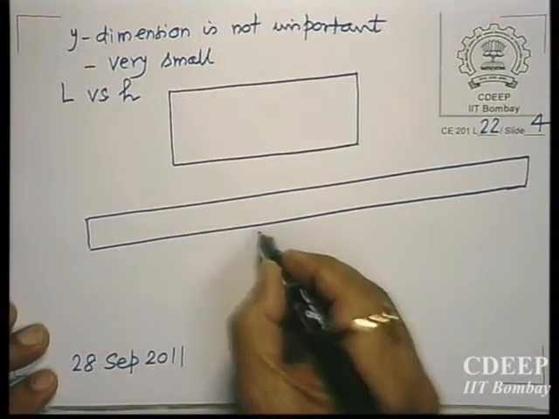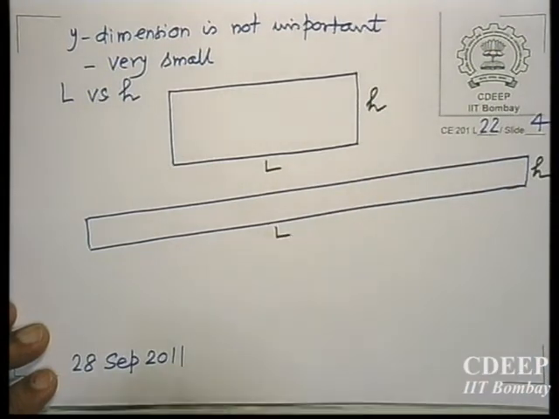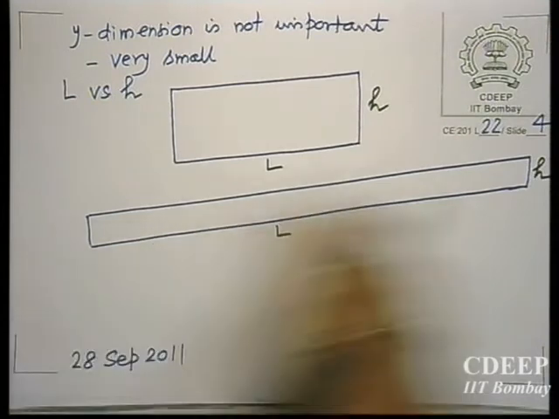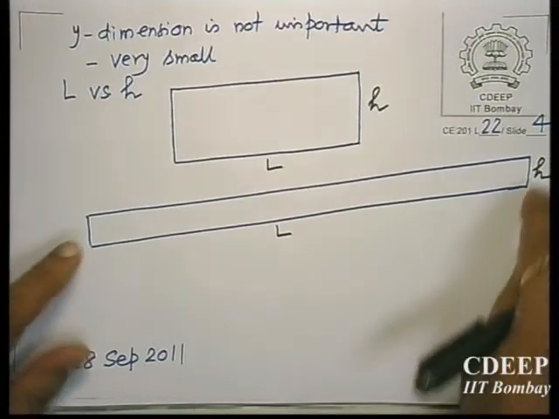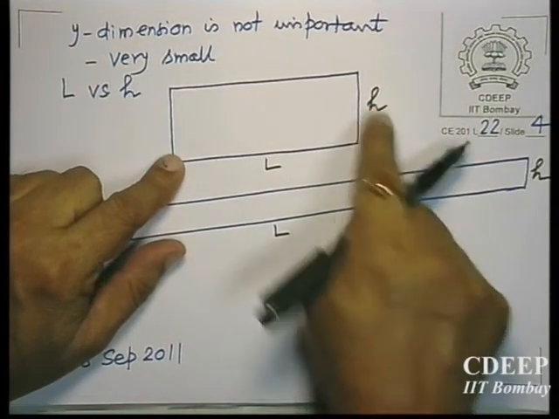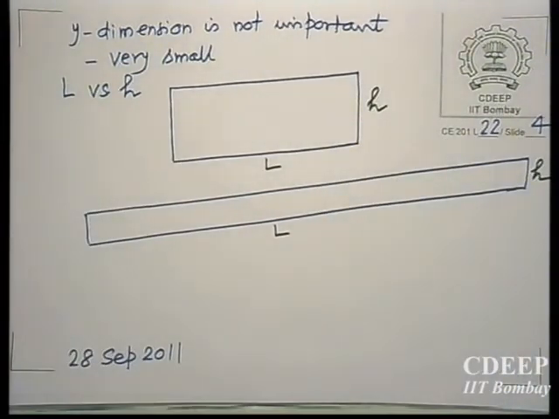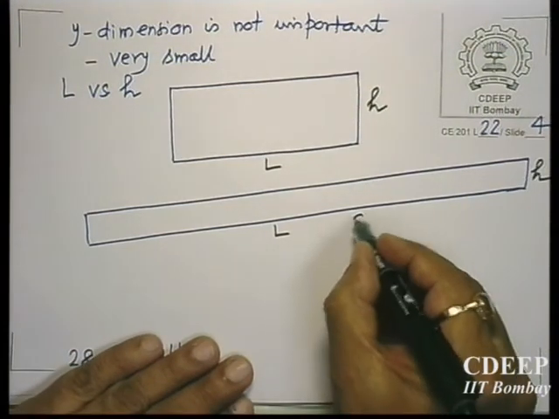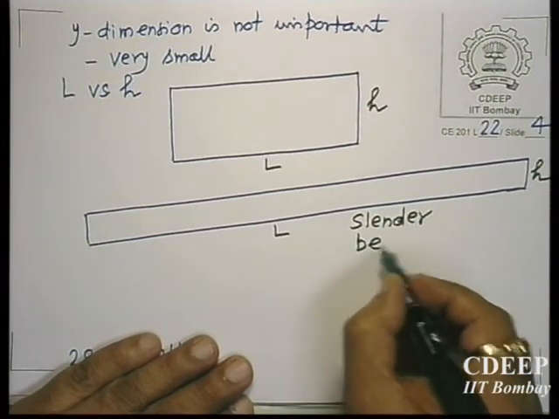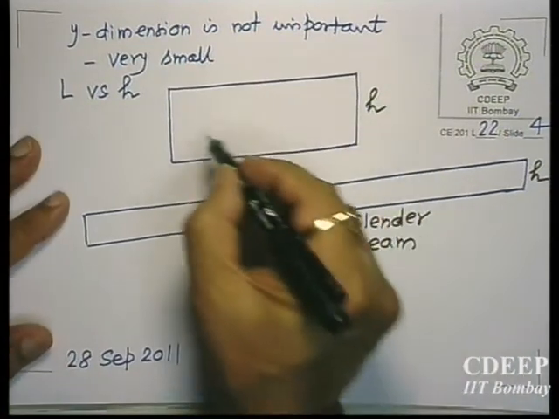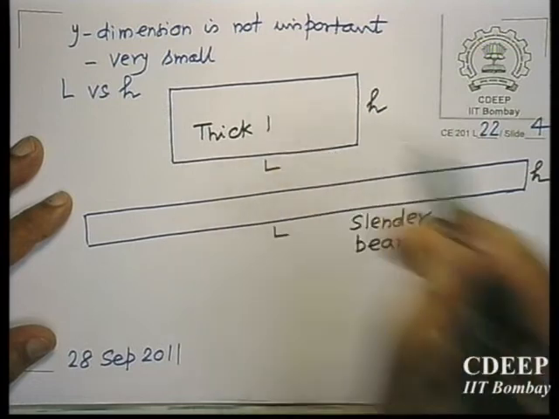This is H, this is H, this is L, this is L. You see, there is a ratio H by L or L by H. Here L by H is very large compared to L by H here, or H by L here is very small compared to H by L here. So this beam we'll call a slender beam, and this one we'll call a thick beam, not slender.